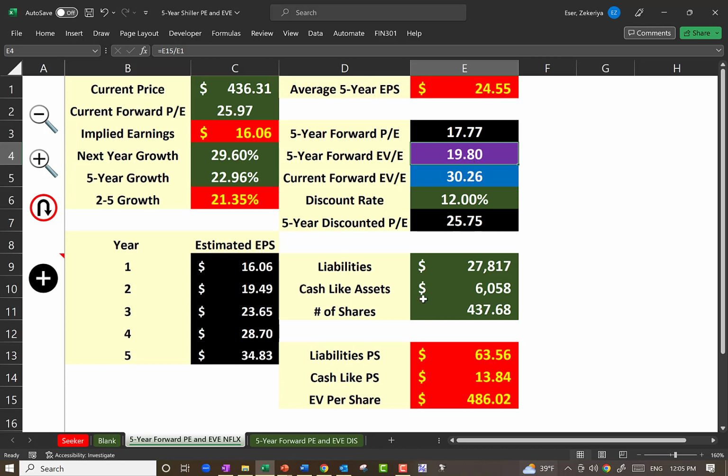So for Netflix to have given next year's predicted earnings, to have the same forward enterprise value over earnings, it needs to be priced at 436. So it basically says Netflix is underpriced using that ratio. Or Netflix as a firm is underpriced. I'm gonna go back to the original version.